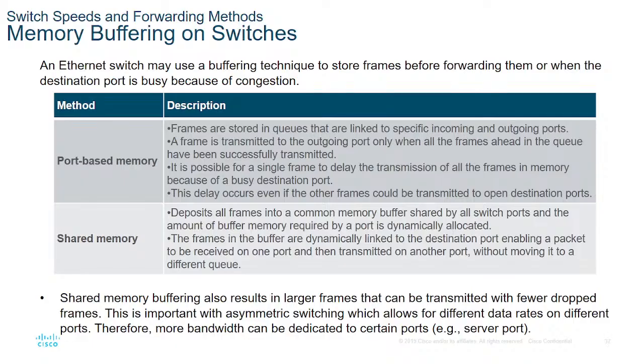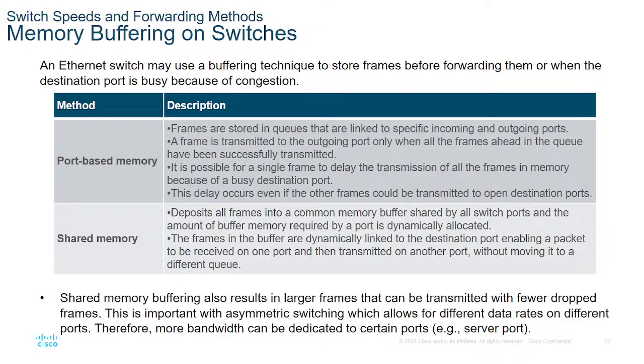So in store and forward, of course, as explained earlier, the frame is first stored in a buffer, checked, and then transmitted. Now we have different types of memory buffers that are used in store and forward: port-based memory buffers and shared memory buffers. In port-based memory, frames are stored in queues that are linked to specific incoming and outgoing ports. In this case, every port has its own memory, and in that memory, we'll have queues.